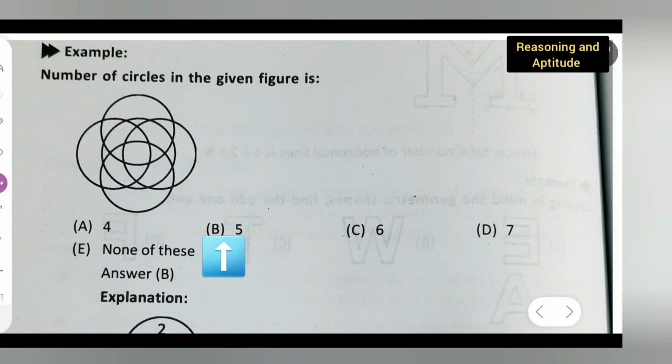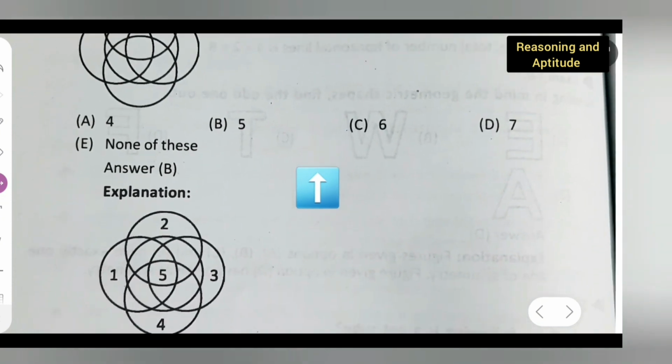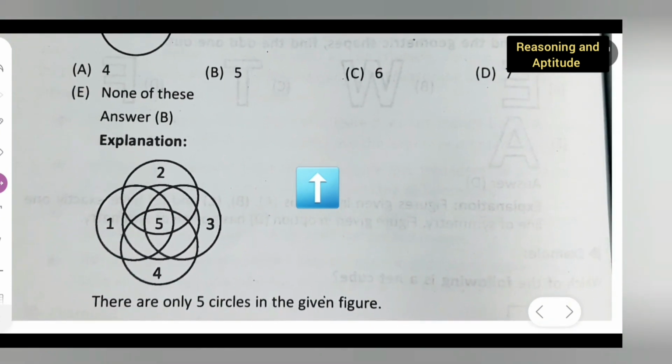So 5 is the correct option, okay, from here. This you all can take down, okay. And the explanation part also let me give you all. So option 5 was the correct option, and the explanation part also I gave you all here, okay.